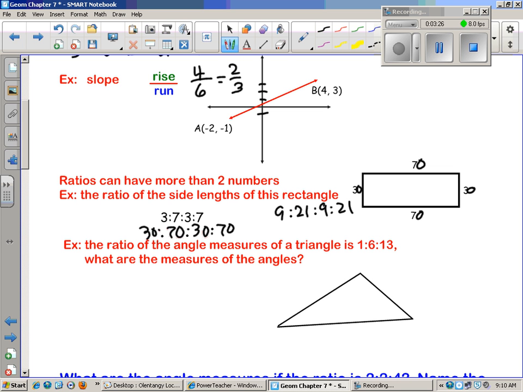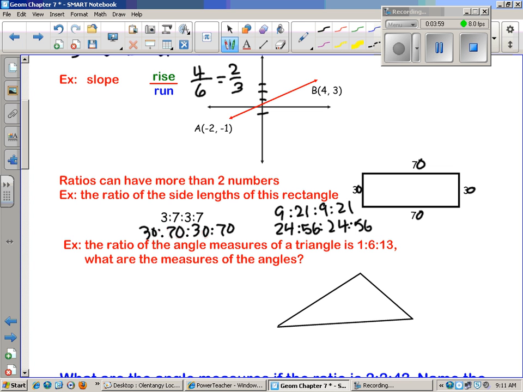Give me one more. What other rectangle would have that as a ratio? Good. 24 and 56. 24 to 56 to 24 to 56. Okay? That would have the same ratio, because if I divided all of them by 8, what would I get? 3, 7 to 3, 7, right?